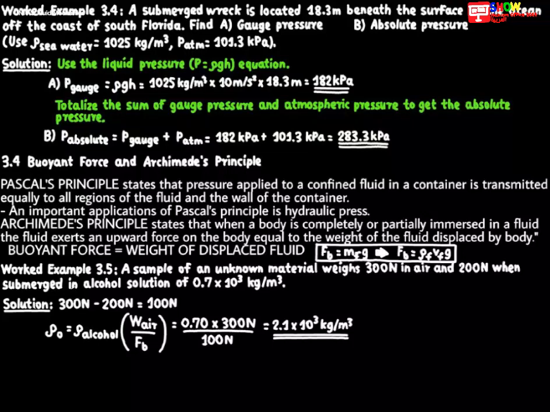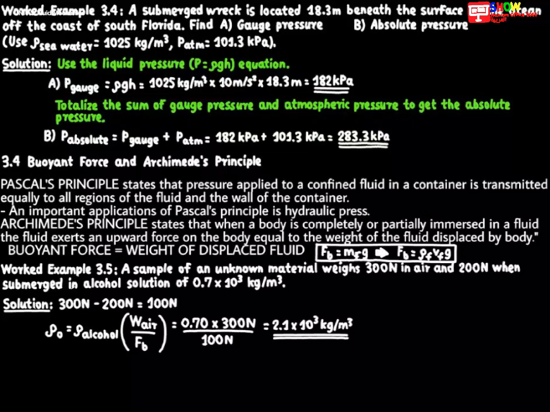Worked example 3.4. A submerged wreck is located 18.3 meters beneath the surface of the ocean off the coast of South Florida. Find the gauge pressure and absolute pressure. Solution. Use rho, the density of seawater, 1025 kilogram per meter cubed, and atmospheric pressure 101.3 kilopascal. Use the liquid pressure equation P equals rho g h. P gauge equals rho g h, 1025 kilogram per meter cubed times 10 meter per second squared times 18.3 meter, which is equal to 182 kilopascal.